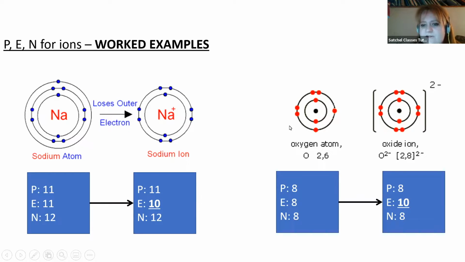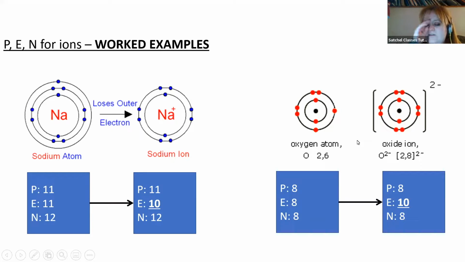It gains 2. Sorry, it gains 2. So it's got 1, 2, 3, 4, 5, 6. It gains 2 electrons rather than losing 6. It gains 2, so it forms an O2 minus ion. If you look, it's gone from 8 to 10. So it's got 2 more electrons.